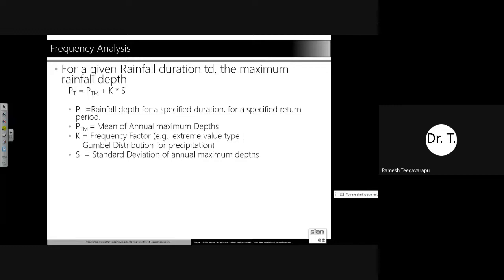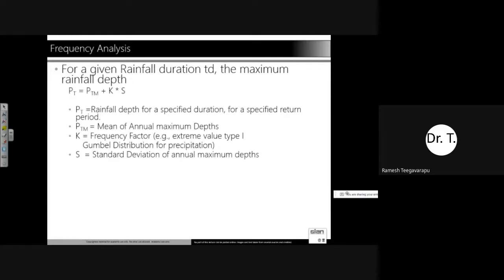It is pretty straightforward. Precipitation depth of a particular return period is calculated based on the mean precipitation depth, which is collected from the sample, and K is the frequency factor, and S is the standard deviation of your sample. So as you can see, the equation is dimensionally homogeneous. The frequency factors are available for different distributions. Some of them are derived analytically, some of them are numerically derived, some of them start with a minimum sample size of 15, some of them start with any other sample size that can be used.